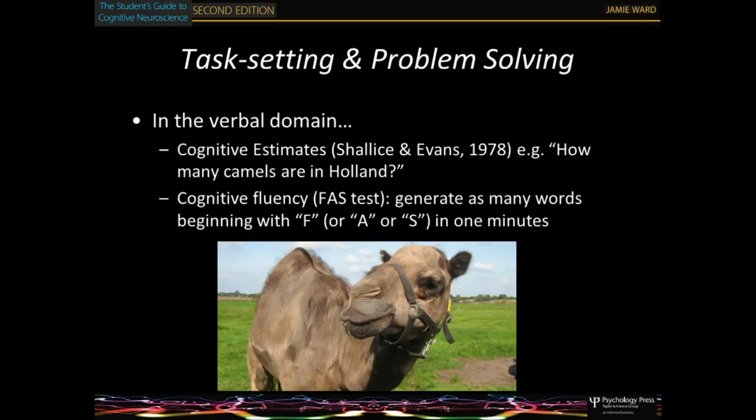Sorry, did I use my memory stick? No, you didn't. I wonder if somebody else took it. Is that yours?